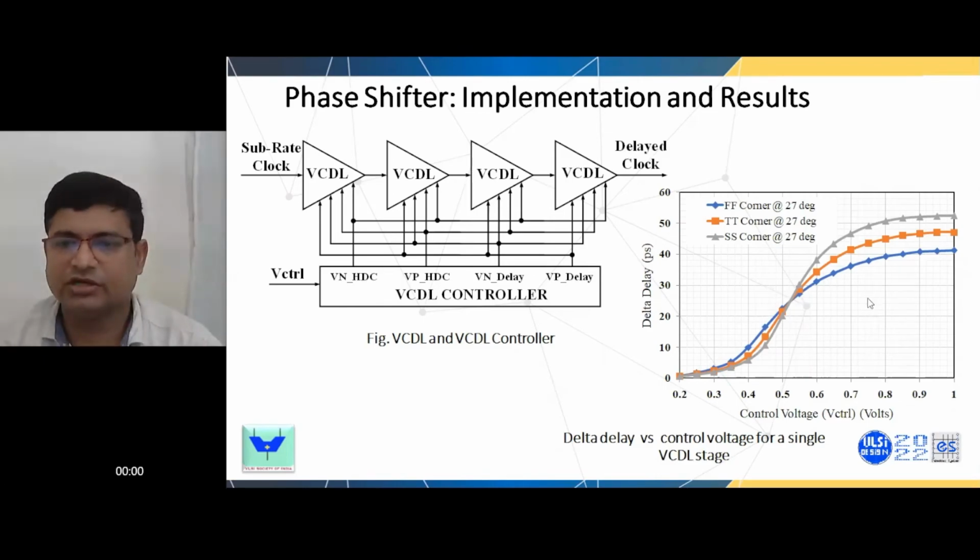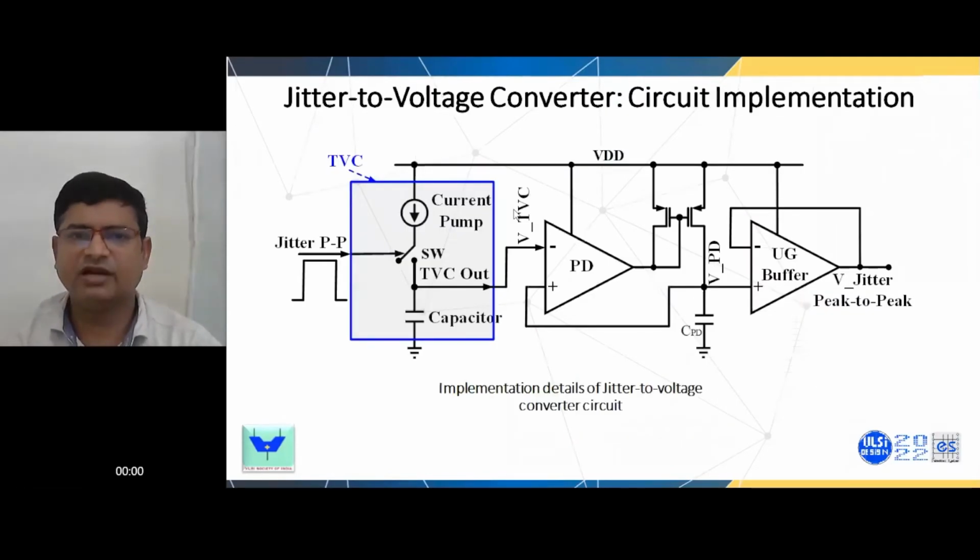So here the result is for 1 stage. That is the worst case, it's 40 picoseconds, so it is sufficient to measure 100 picosecond. And this is the jitter to voltage converter. Basically, TVC circuits are used, and a peak detector and unit gain buffer are used to convert the jitter to voltage.